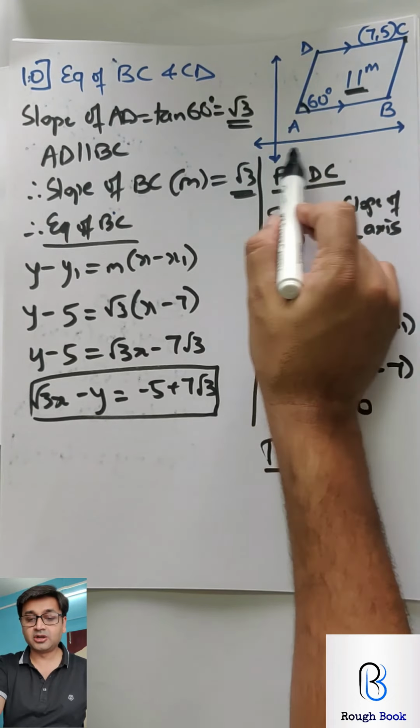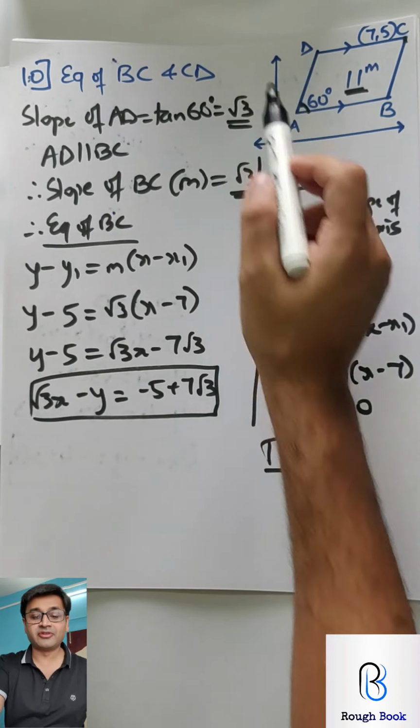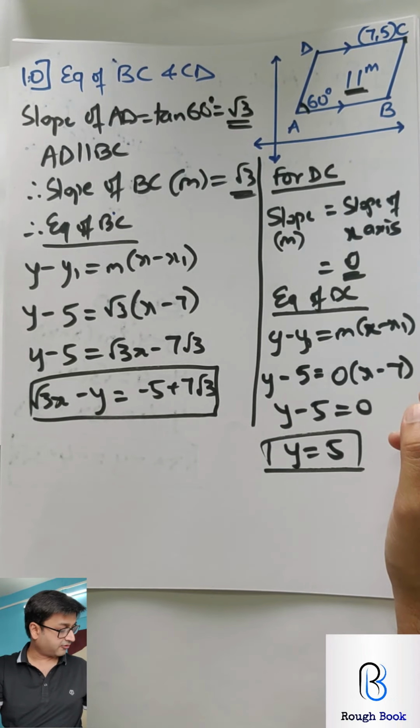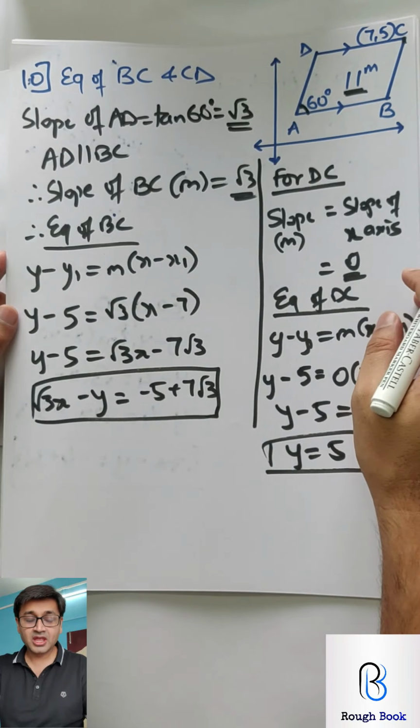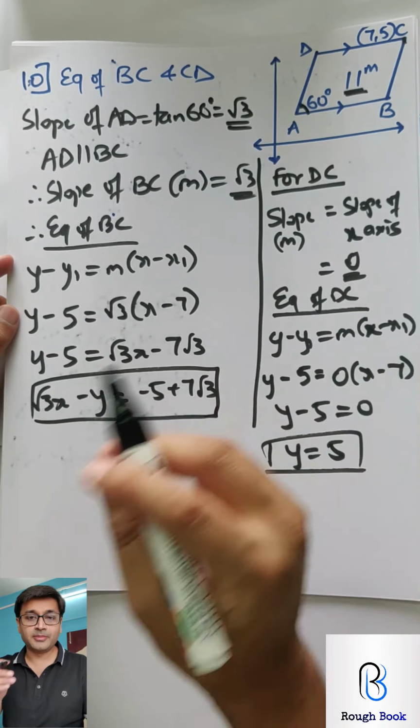See, you can see it is parallel to x. So obviously it is going to hit somewhere on y, which is at 5. And therefore the equation is y is equal to 5. How many are able to get this? You will enjoy this topic if your basics are clear.